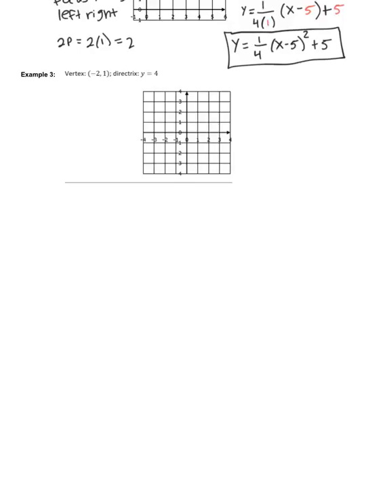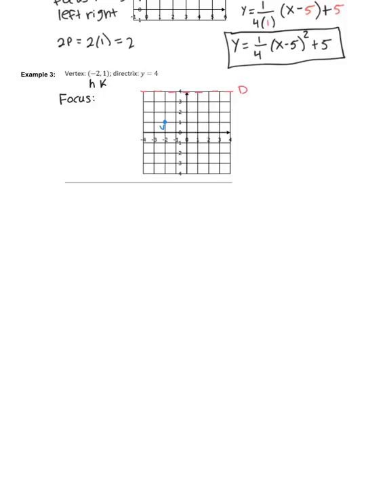Now I'm given the vertex and the directrix. So my h value is -2, my k value is 1, and my directrix is at y equals 4. So let's go ahead and plot that. I'm going to label this D for directrix. My vertex is at -2, 1. So the key feature that I'm missing here is the focus. So remember that the focus has to be the same distance from the vertex that the directrix is.